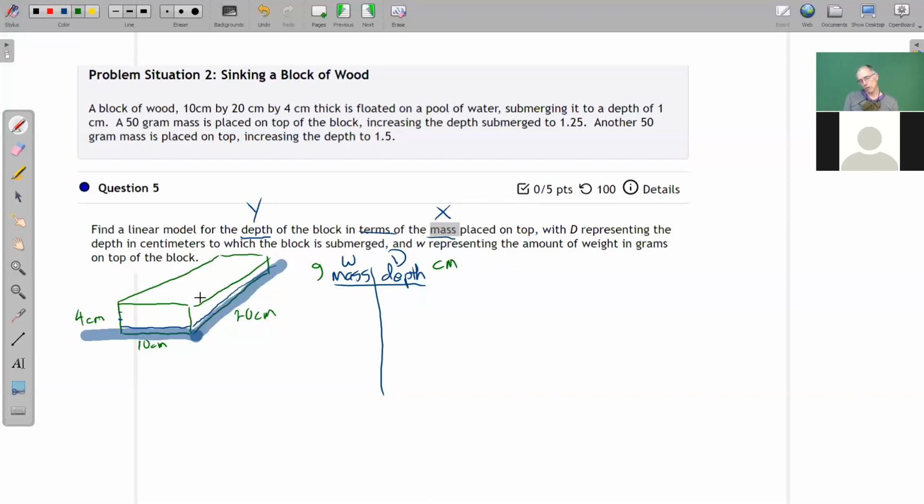The block of wood on the water is acting like a scale, just kind of like the spring does. So if there's no mass, then we get a depth of 1 centimeter. We didn't put any extra weight on there. Then they put 50 grams on top, and the depth is now 1.25 centimeters. And then they put another 50, so that gives us 100 grams total, and the depth is now, oh no, we already got to 1.25, it's 1.5.